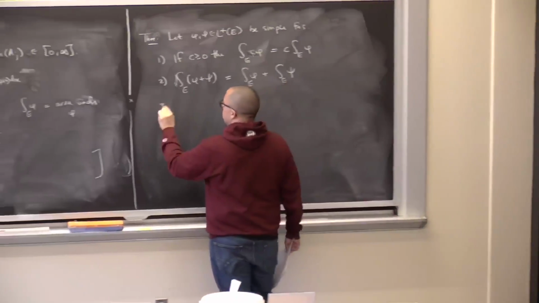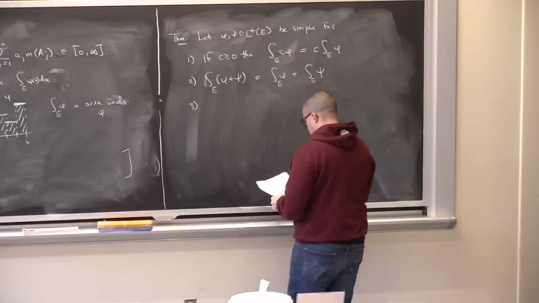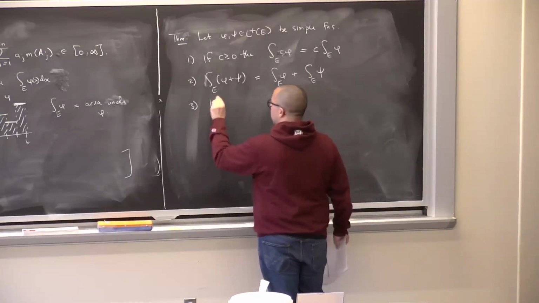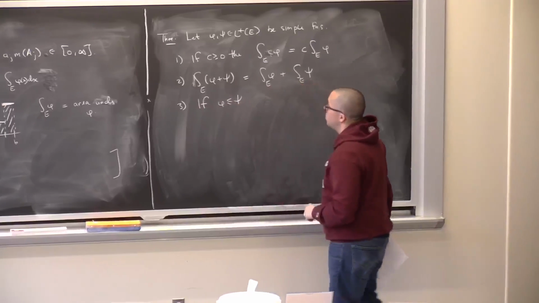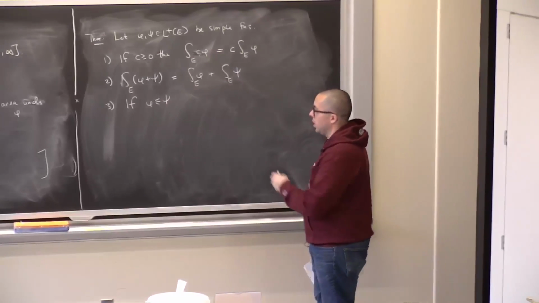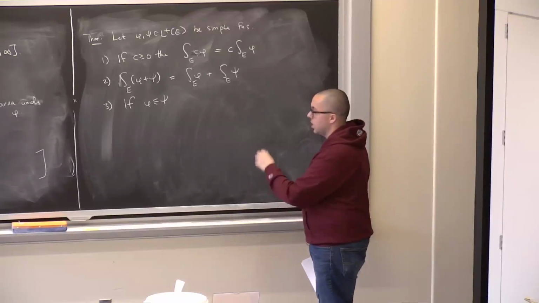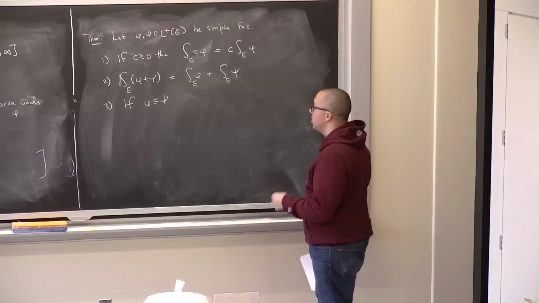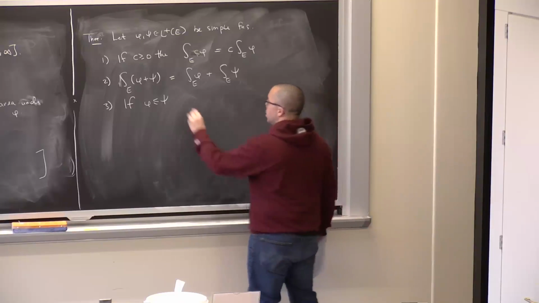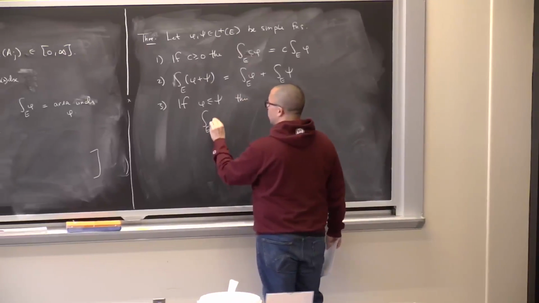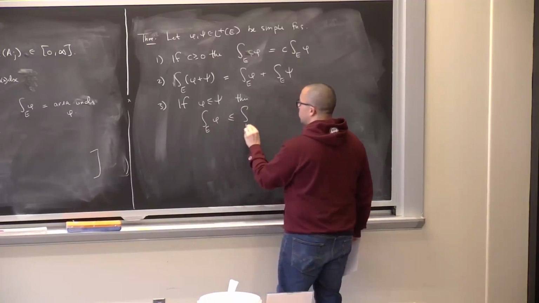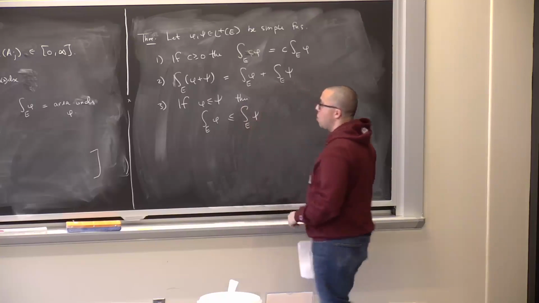And the third property is, if phi is less than or equal to psi on E, so I'm writing that shorthand, what I'm saying in that statement is for all x in E, phi of x is less than or equal to psi of x, then what you expect is the integral of phi is less than or equal to the integral of psi.